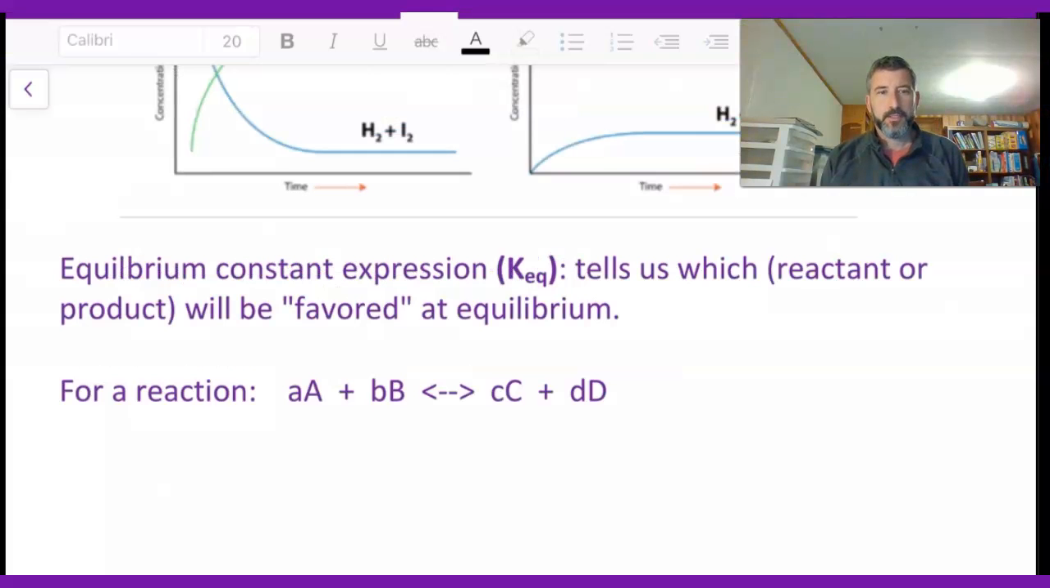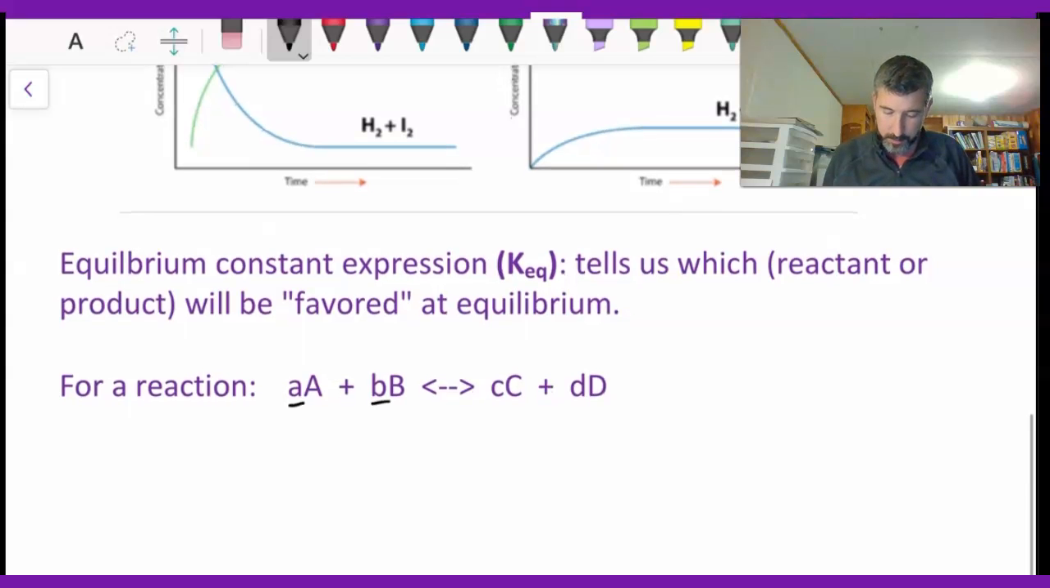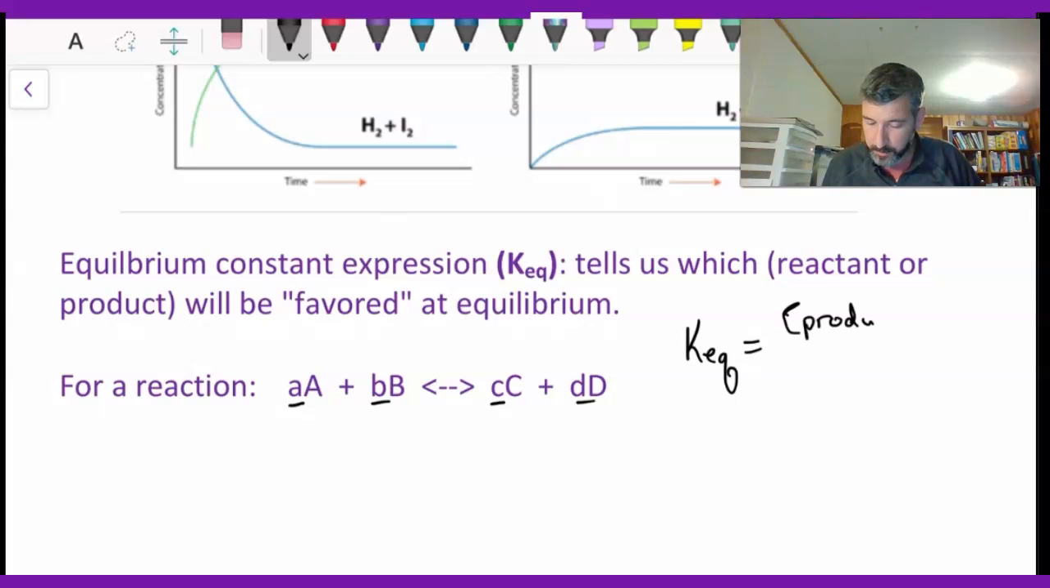So if you look at just the general equation or example here, these little lowercase letters are the coefficients, and the uppercase letters are the substances. The way you write a KEQ expression, or an equilibrium constant expression, is it's simply KEQ is equal to the concentration of products over reactants.